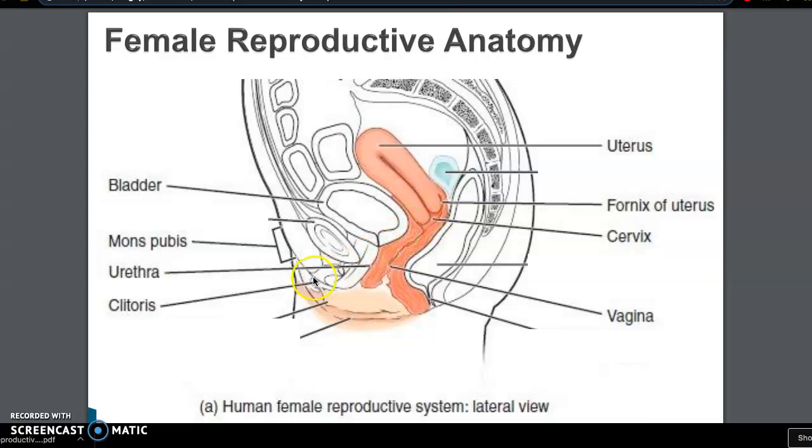And then here's the clitoris. The clitoris is equivalent to the penis. Its main purpose is for pleasure during sexual arousal or intercourse. And then here's the vagina, mentioned earlier. It's an organ that contains a thick muscular wall, and its main function is also for sexual purposes.